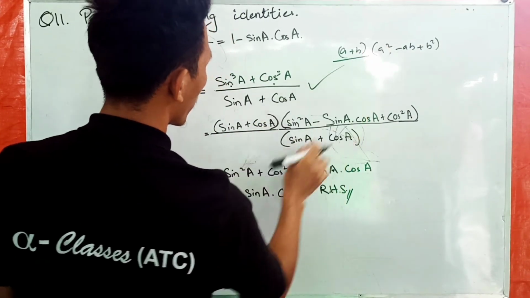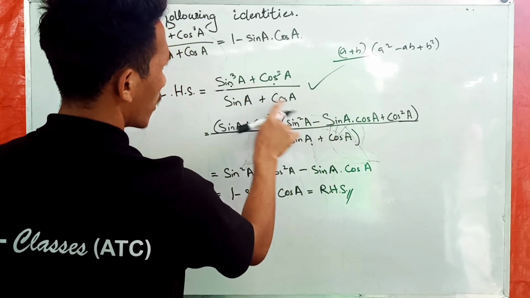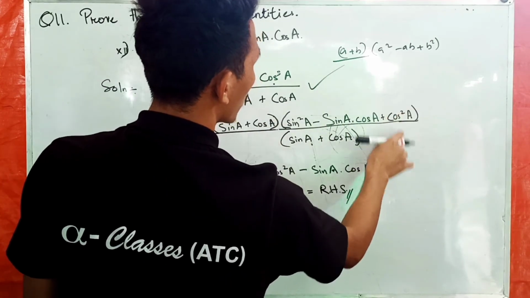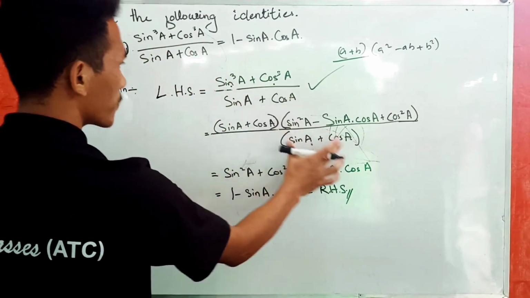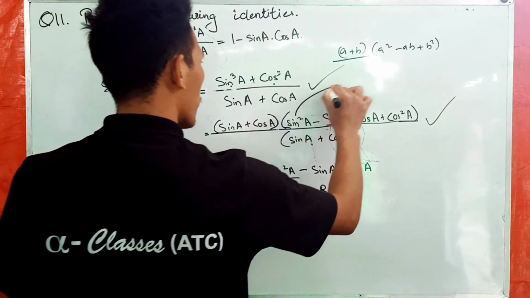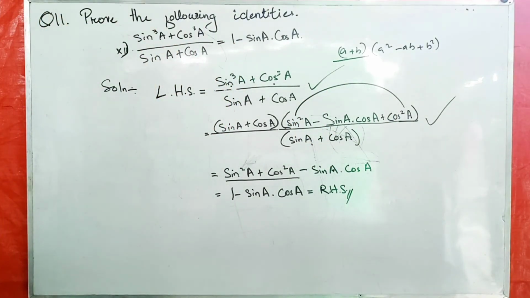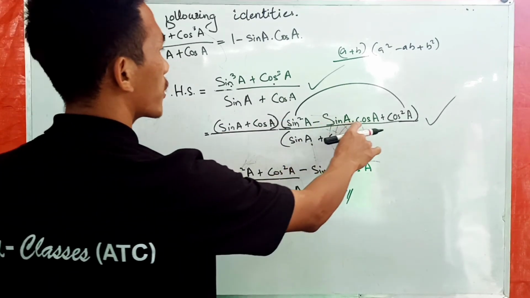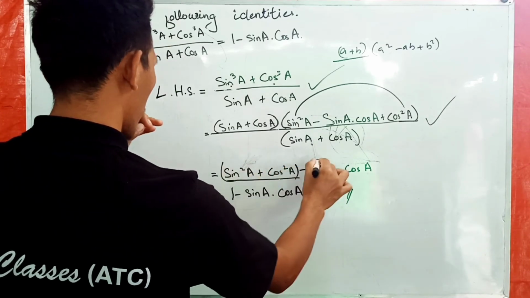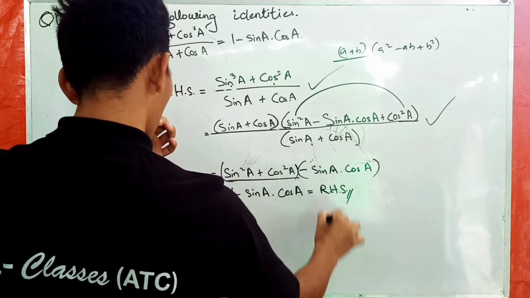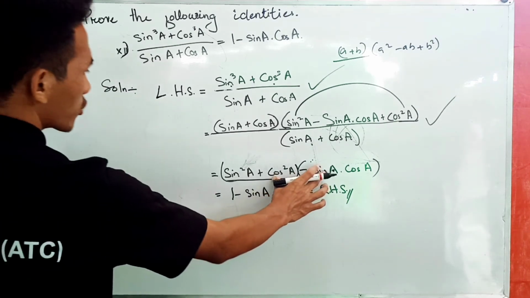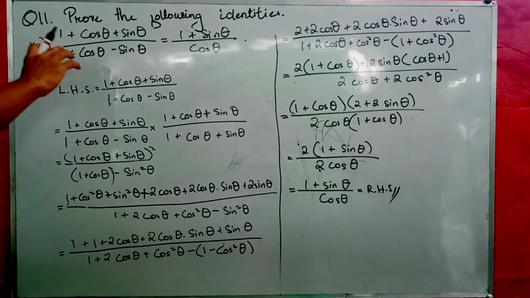Here a is sin A and b is cos A, so a square is sin square A, b square is cos square A, and ab is sin A cos A. The numerator sin A plus cos A cancels with the denominator, leaving sin square A plus cos square A minus sin A cos A. Since sin square A plus cos square A is 1, we get 1 minus sin A cos A, which is the right hand side. So the left hand side equals the right hand side.